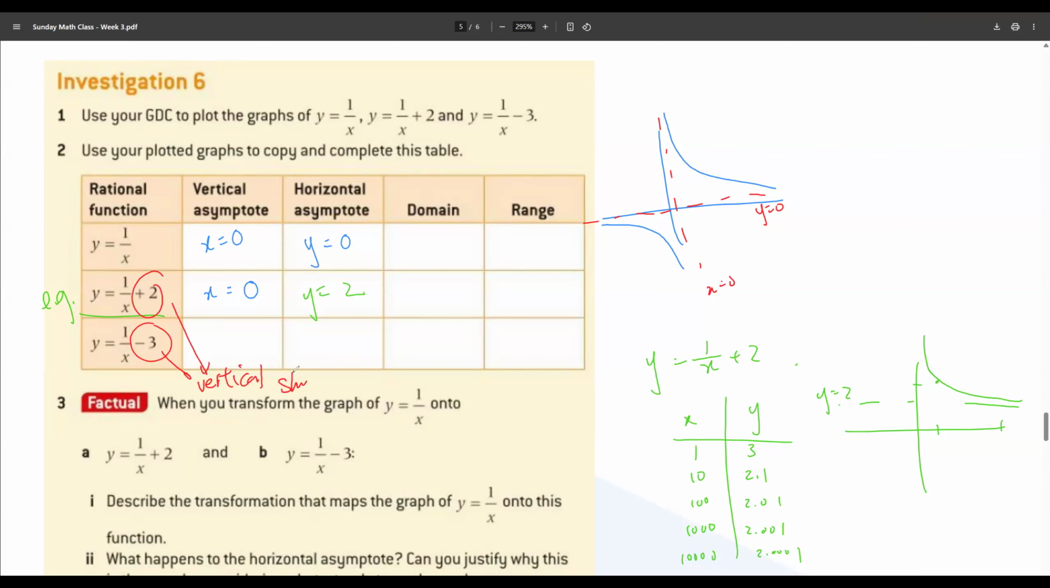Wait, Michael, can you check the answer I gave? That was correct. And when you refer to a line, use x equals or y equals instead, okay? All right, cool.